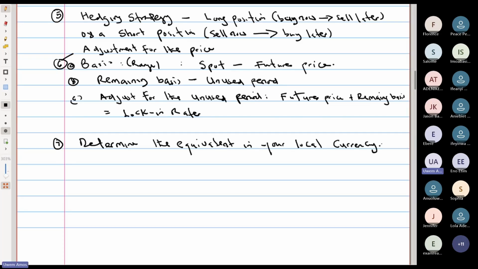Okay, so that's a 7-step process. Some of these steps we can actually write by reading. That's a 7-step process for hedging an exchange rate using futures. So with that said, let's get right into applying these steps quickly with the question in front of us. So let's get back to our question.